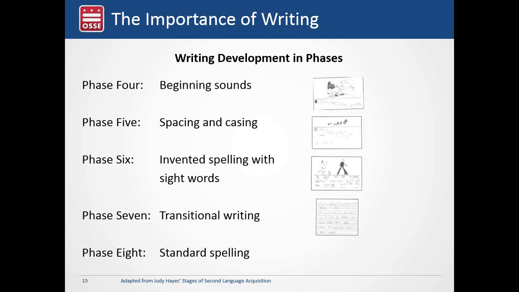Phase 7 is transitional writing, and you see it becomes more clear with all of the conventions and rules of writing present, but some errors are still there. And by phase 8, students have mastered the conventions of writing and are also improving their expertise in spelling.